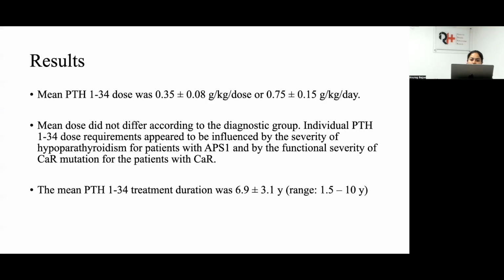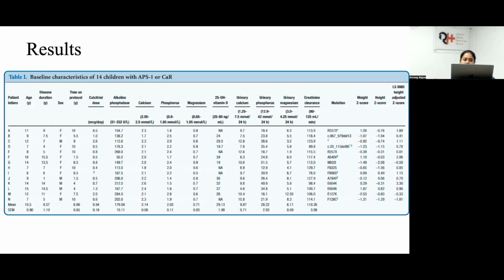What they found was the mean PTH dose was 0.35 plus minus 0.08. How did they titrate that? They were following up monthly, and based on that the doses were titrated. The mean dose did not differ based on the diagnostic group, and individual PTH requirement was mainly influenced by the severity of illness. The mean treatment duration was 6.9 plus minus 3 years, so it was a significantly long follow-up study.